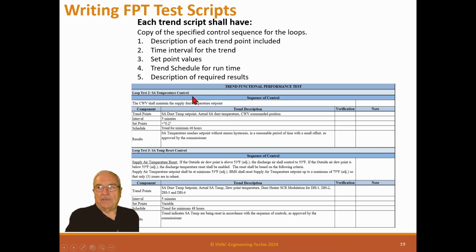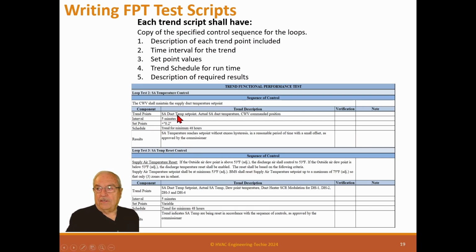Now this was clipped out of a different system, but this is the trend. Now here's the loop. So we're trending a temperature control loop. The chill water valve shall modulate to maintain the supply duct temperature set point. So we're doing a chill water valve that's going to do supply air. The trend points are supply air duct temperature set point, actual supply air duct temperature, and the chill water valve position. Now this is commanded position because a lot of valves don't have actual position, so it's commanded position. With those 3 points, we can tell whether this thing is working or not. So that's what we're going to do.